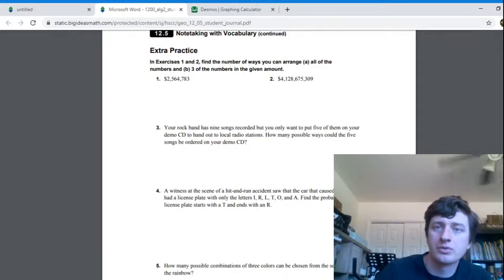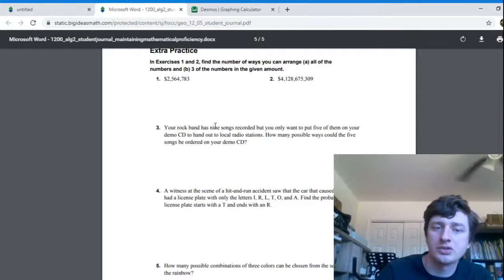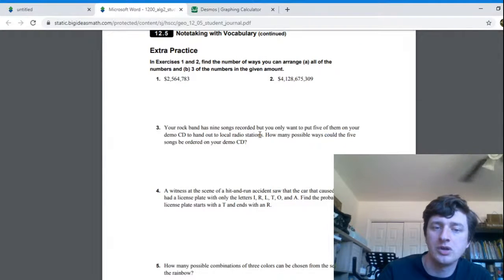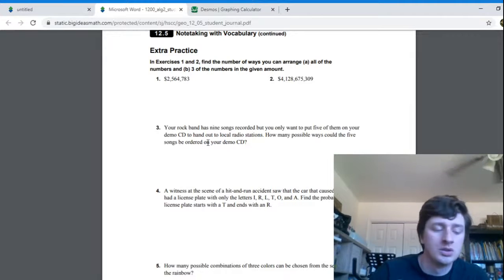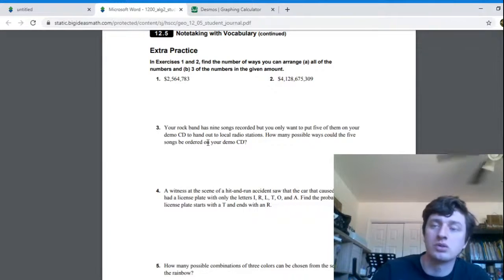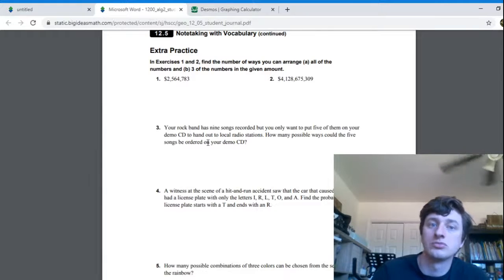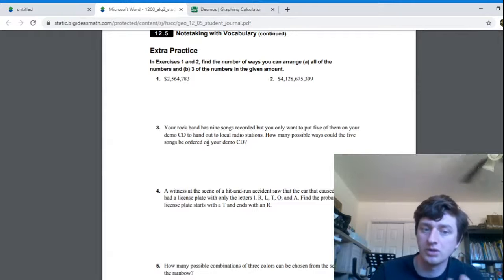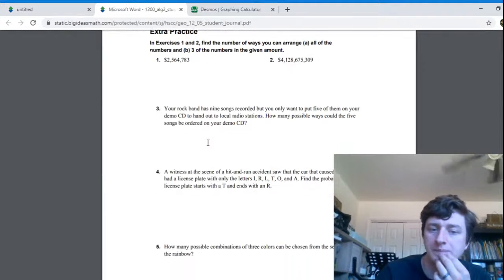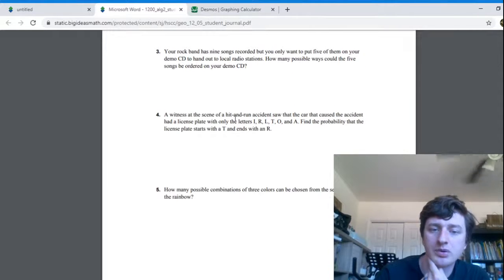Number 3 here, we have 9 songs recorded. We're only putting 5 of them. How many possible ways could the 5 songs be ordered? Well, that's just going to be 5 factorial. For the first song, there are 5 different options. For the second one, there are 4, then 3, then 2, then 1, and we just multiply all those together. And there's some probability mixed in.